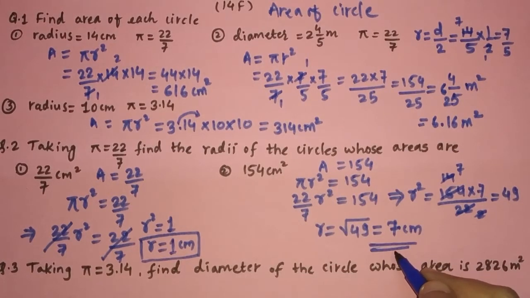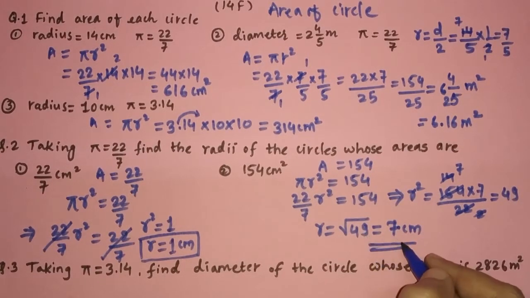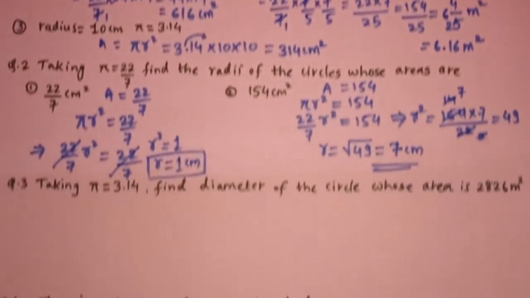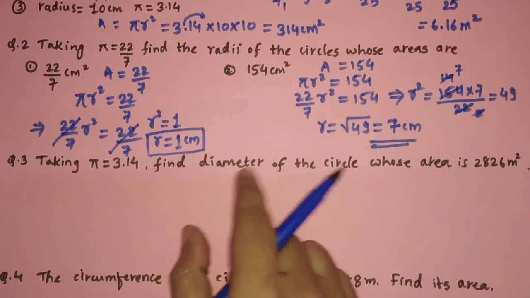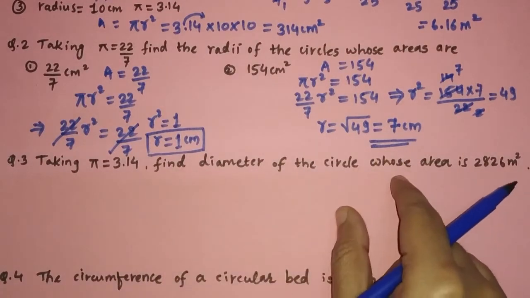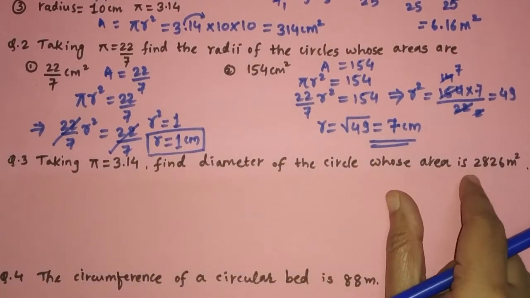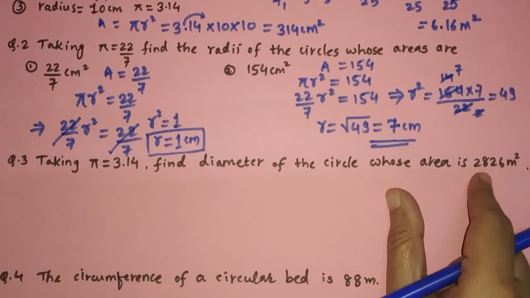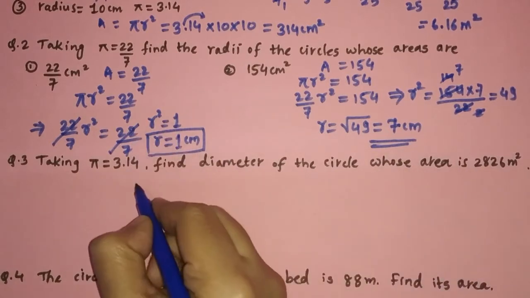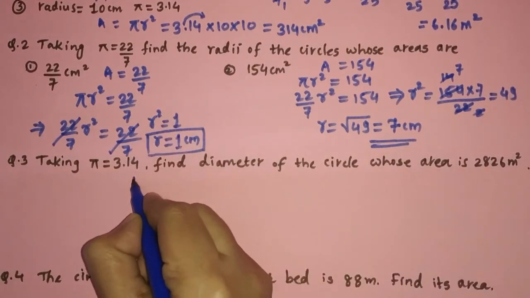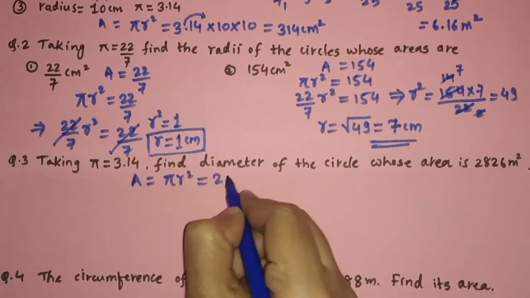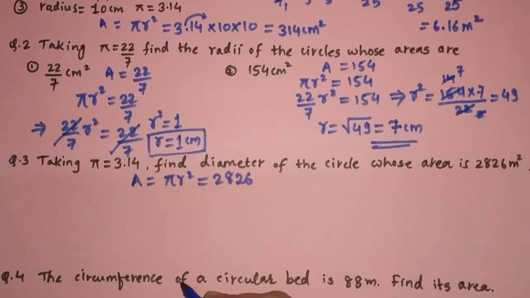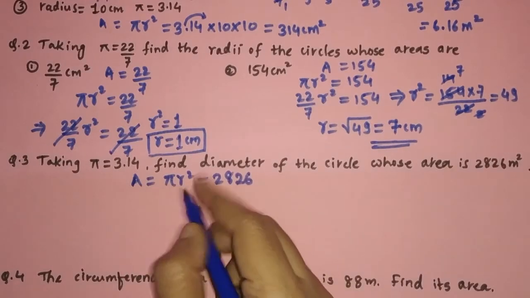49 is a perfect square of 7. Now we are having the next question. Taking pi 3.14, find the diameter of a circle whose area is 2826 meters square. So first of all, we'll write down the area formula, which is equal to pi r square, which is given as 2826. We'll first find out this r.